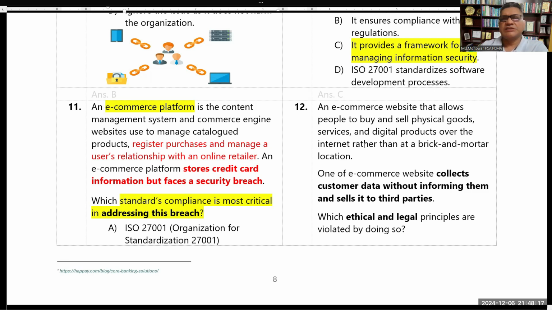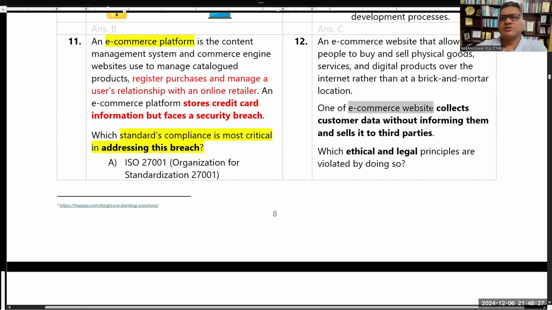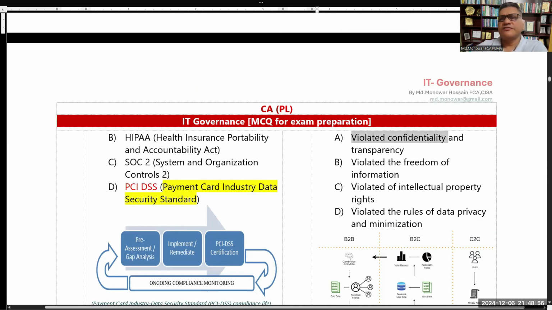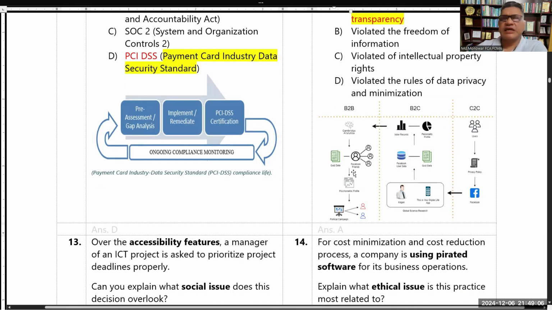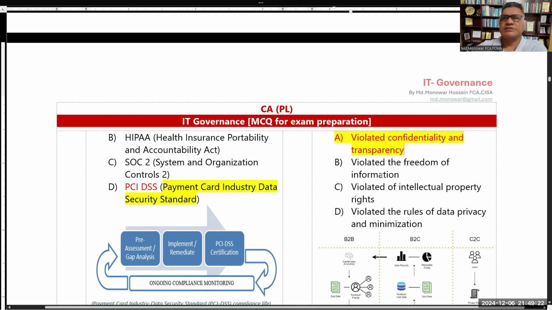Another one: an e-commerce website allows people to buy and sell physical goods, services, and digital products over the internet rather than at a brick and mortar location. One e-commerce website collects customer data without informing them and sells it to third parties. In this case, which ethical and legal principles are violated by doing so? Violated confidentiality and transparency. Answer A. There are different types of e-commerce: B2B, B2C, C2C, business to government, business to administration. So here the answer is violated confidentiality and transparency.